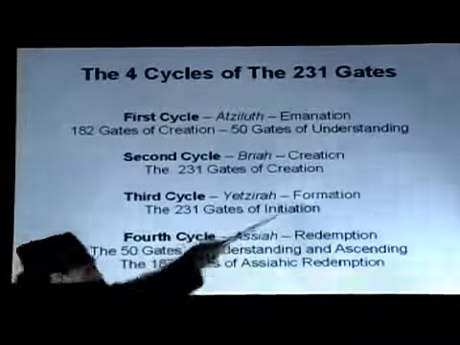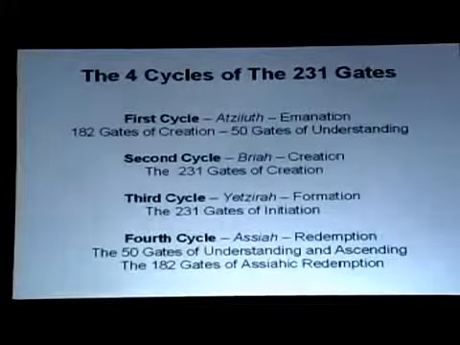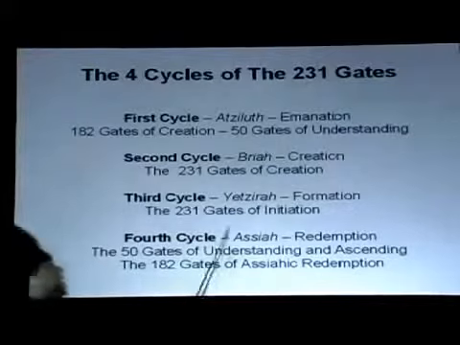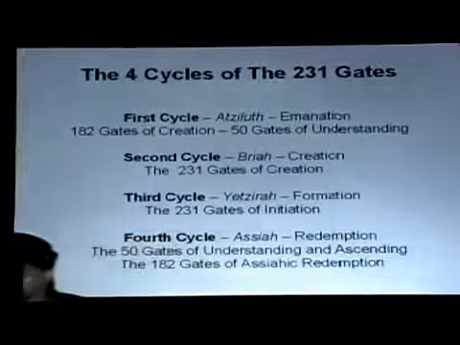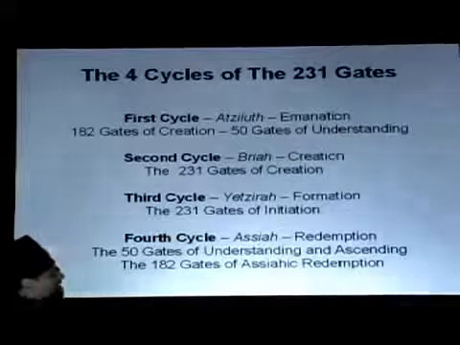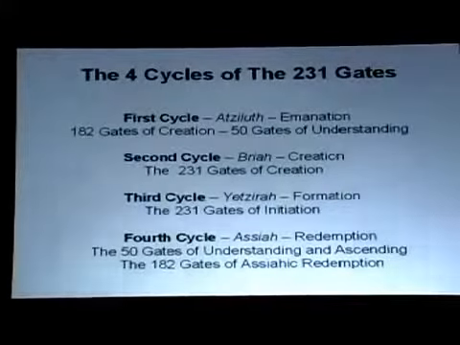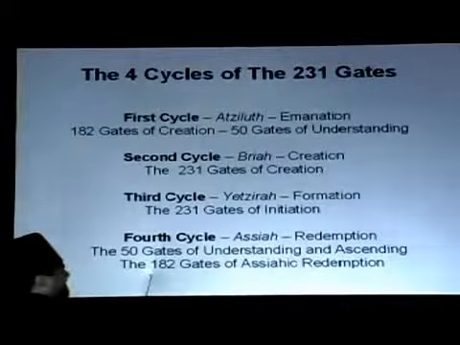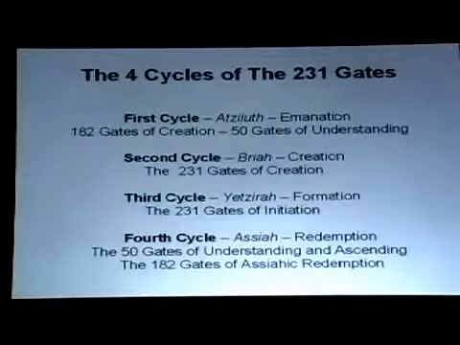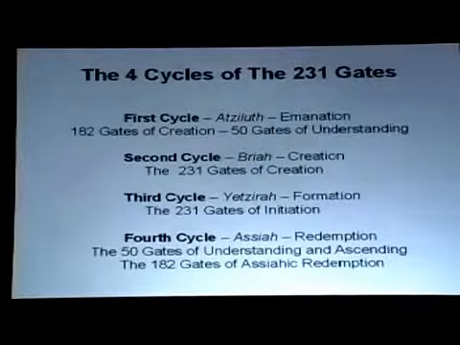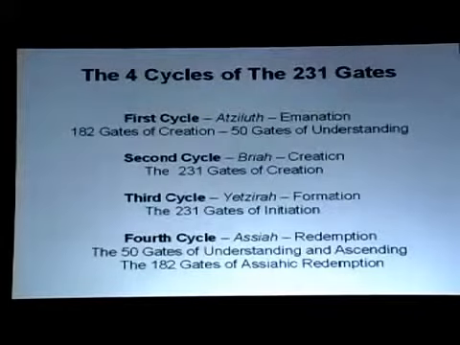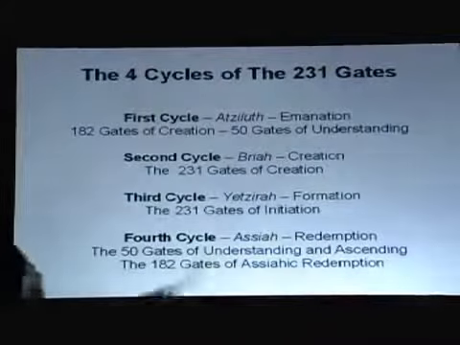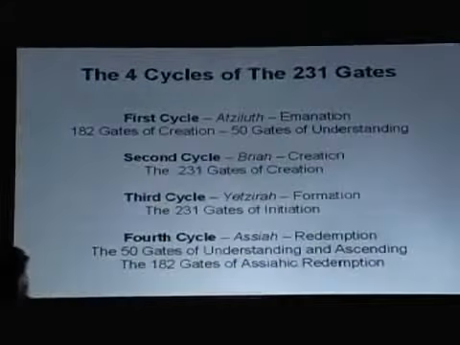This is why I started here. So you can understand the world of form before I even get to beginning the world of creation and emanation. Before you can even understand that, the fourth cycle, which is what you all are coming from, is based upon redemption, the 50 gates of understanding and ascension, the 182 gates of Assiatic redemption. This is what we're doing in the last 20-25 years. I was dealing with this level. Now I'm here. But I'm hoping that I'm around long enough to get you here and there.